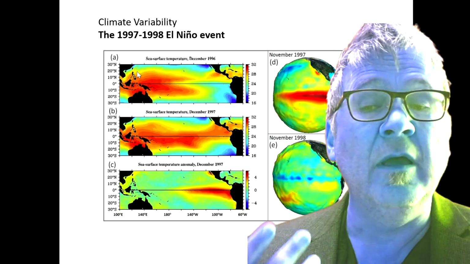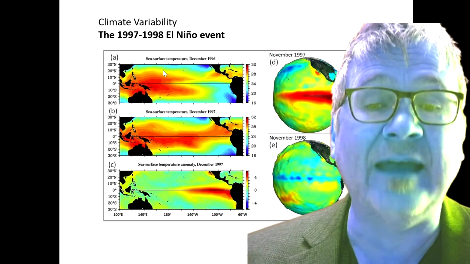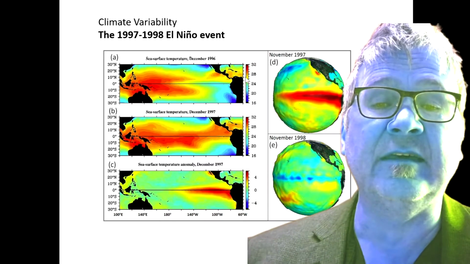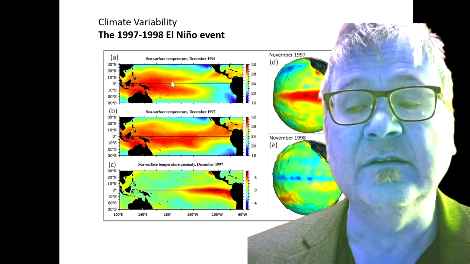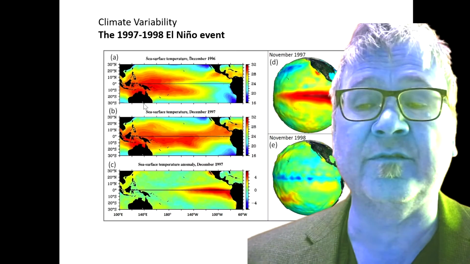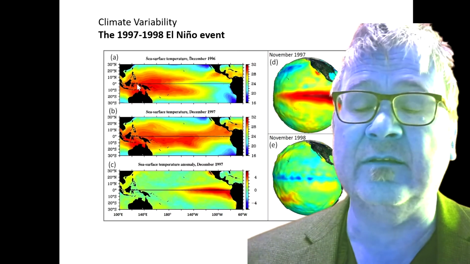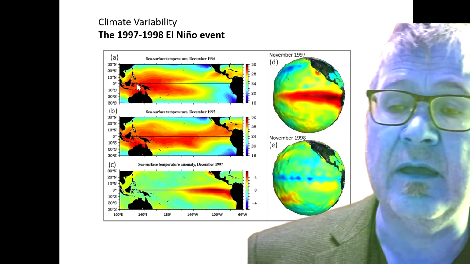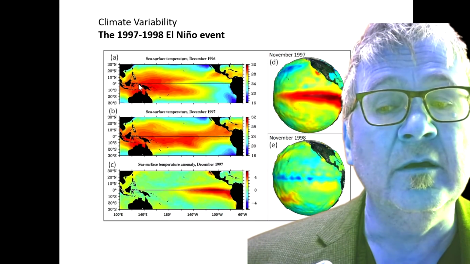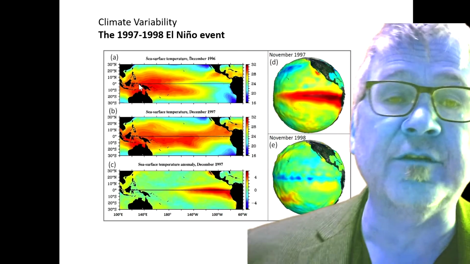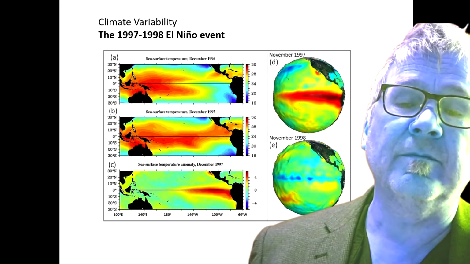Okay, this is the warm pool. Red means high temperature. You can see here exceeding 20 degrees. This is the warm pool. You can see where Australia is. Indeed, you can see the entire Pacific Ocean from 30 degrees south to 30 degrees north.